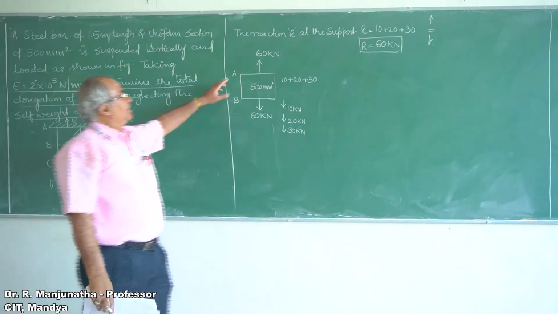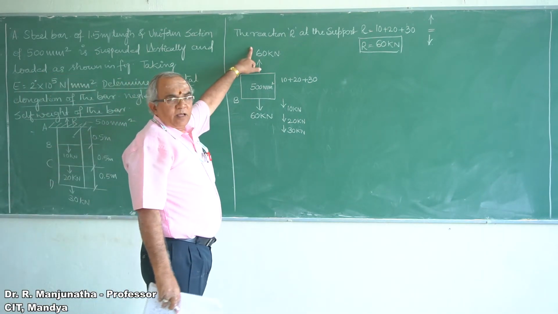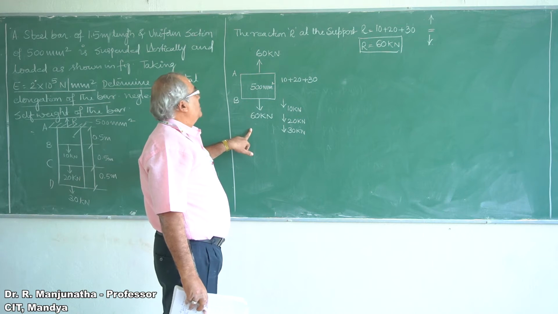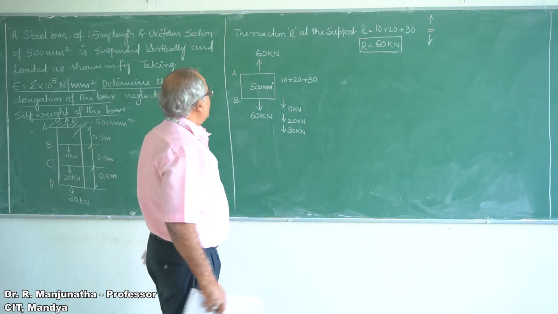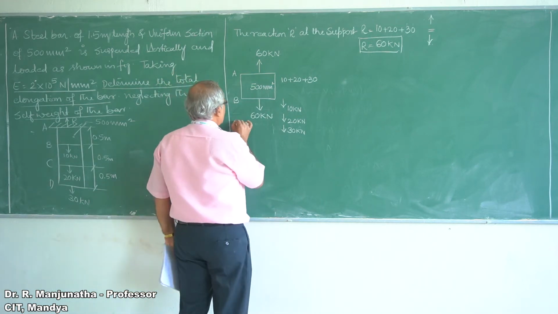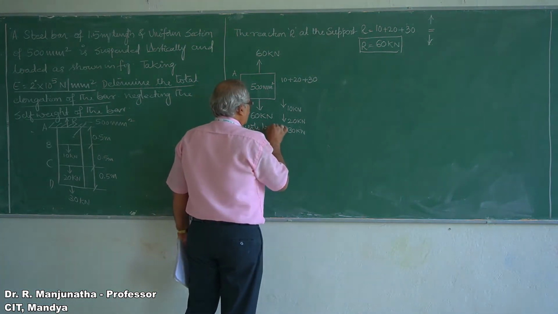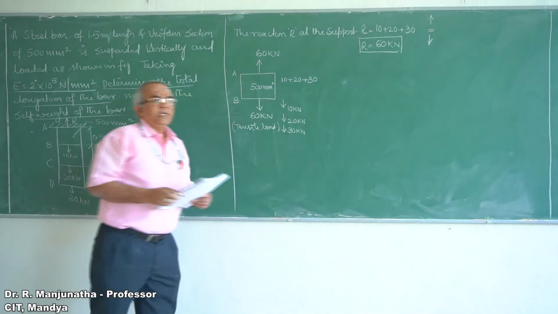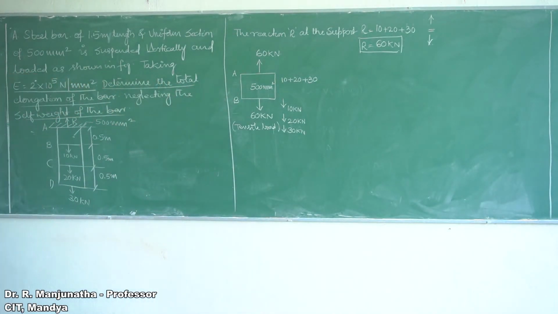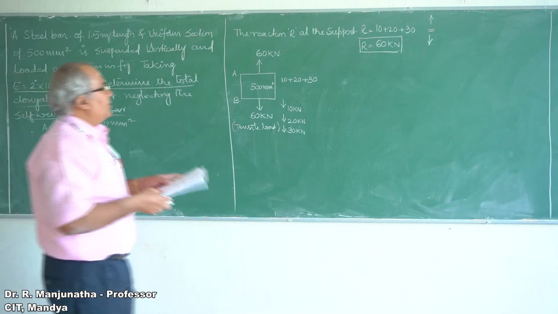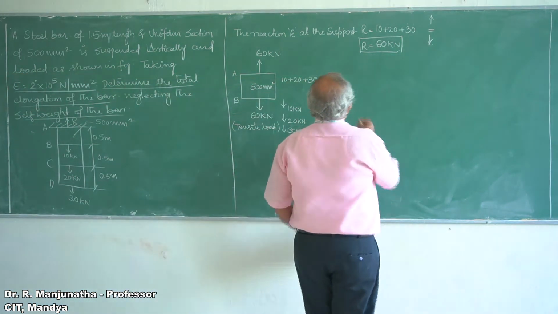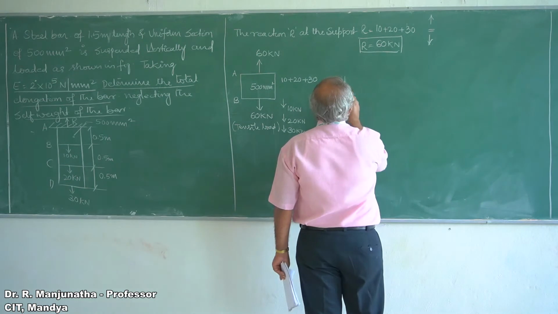We can see here 60 kilonewton is acting upwards, and we have 60 kilonewton acting downwards. Since both are acting away from each other, this is going to be a tensile load. Since it is a tensile load, obviously the member will be in elongation. The next segment is BC, where we are going to consider the second condition.